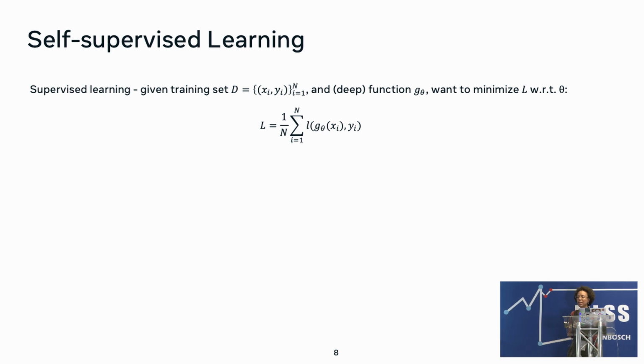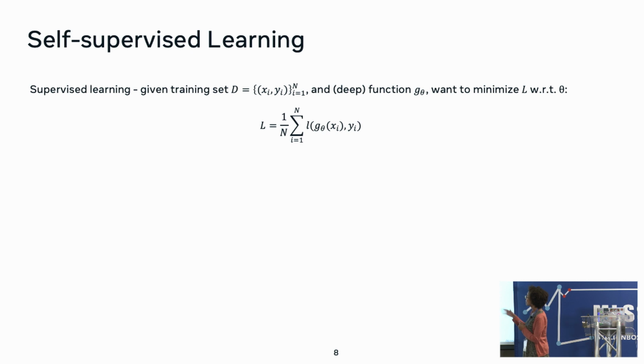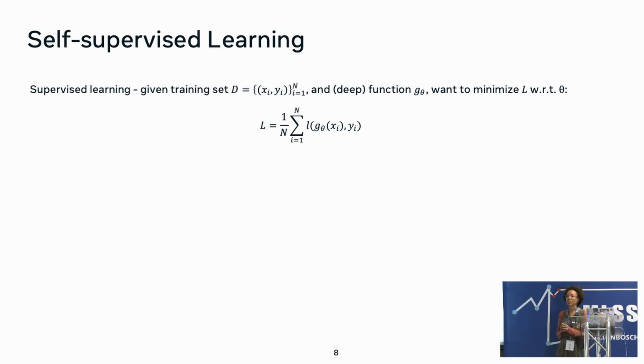And so you're given this set of samples. You're also given some function g, parameterized by theta, and this is typically a deep model. And you want to minimize the following loss with respect to the parameters theta. Simply, this is some loss that measures the fit or lack of fit between your function and the target labels, and you want to minimize that using empirical risk minimization, as you saw earlier.